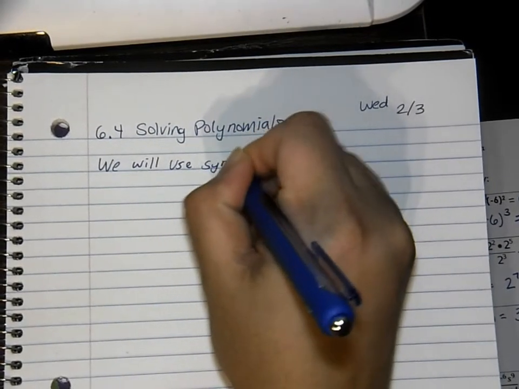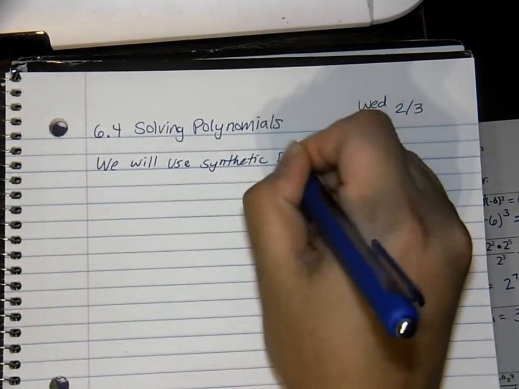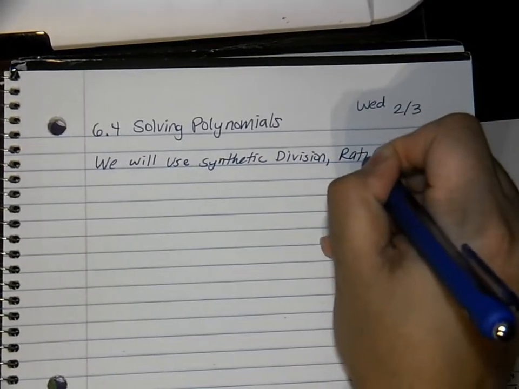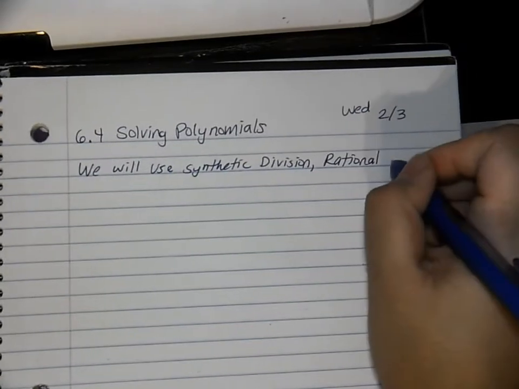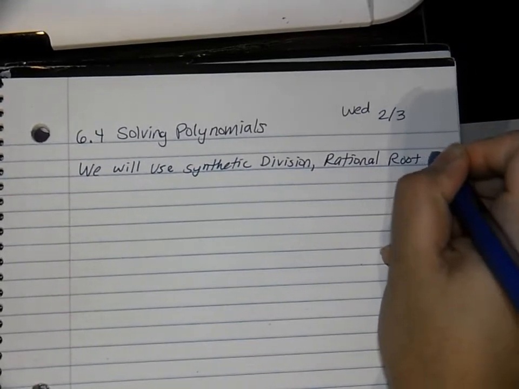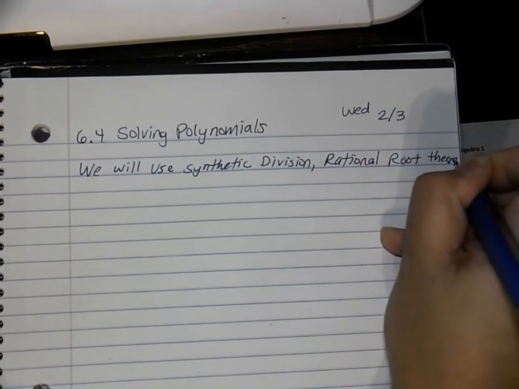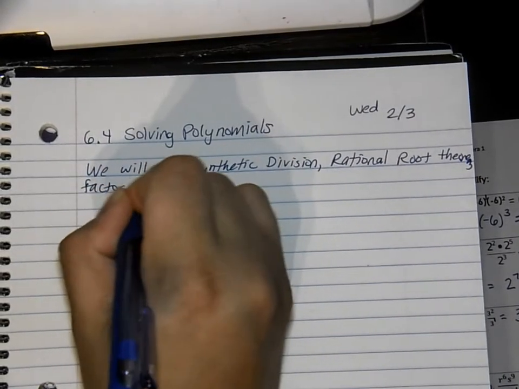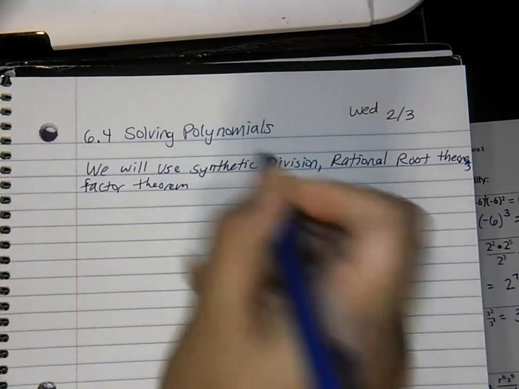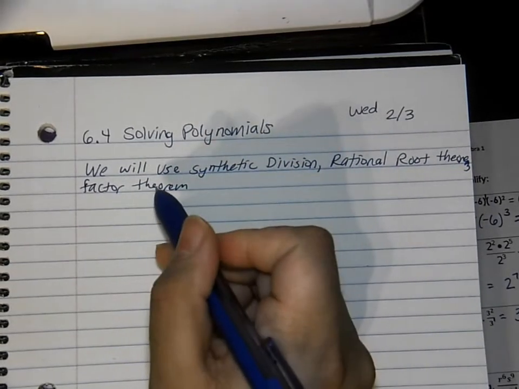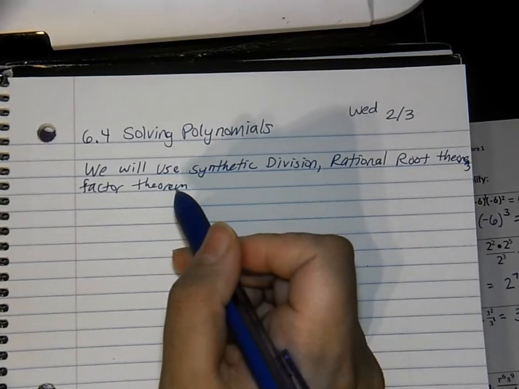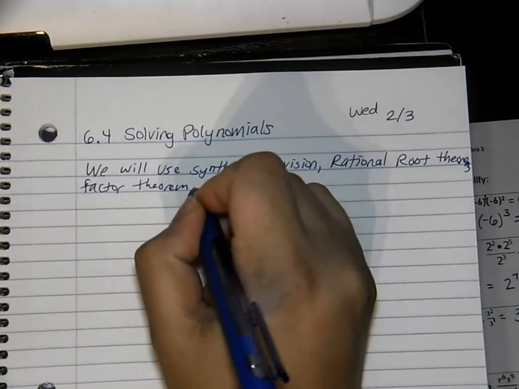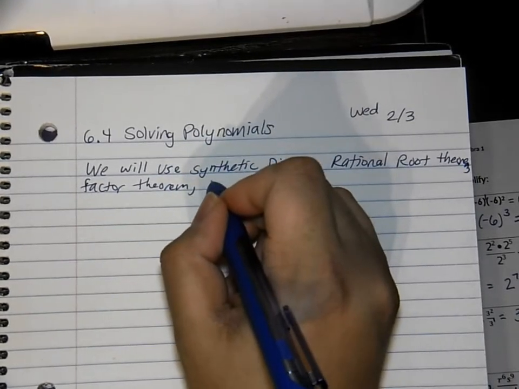Synthetic division. We're going to use the rational root theorem. That's what we saw in 6.3. We can, of course, still use the factor theorem, which we were using already when we were working with synthetic division and seeing that when your remainder equals 0, you have a factor, which will then help us find our zeros.